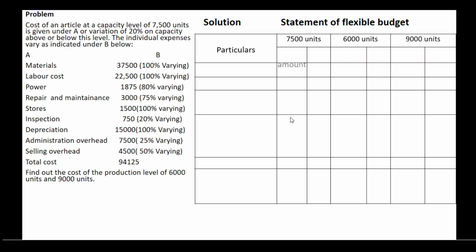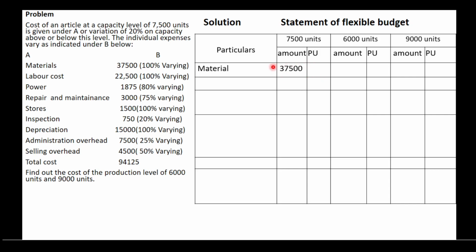Under this, the amount and the cost per unit for all units. So under the particulars, first we enter materials. The amount of the materials for the 7,500 units is 37,500. So this whole amount is treated as varying. So the whole amount is entered under the amount column.